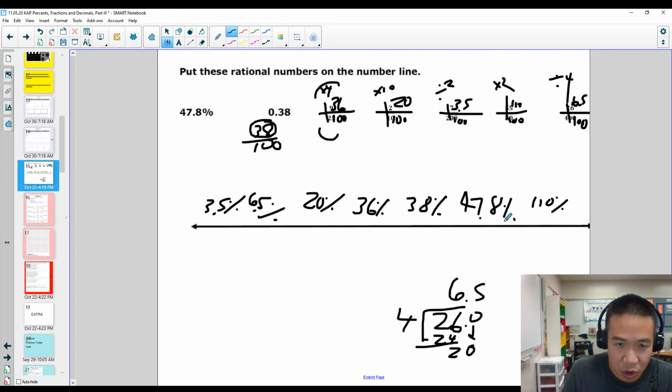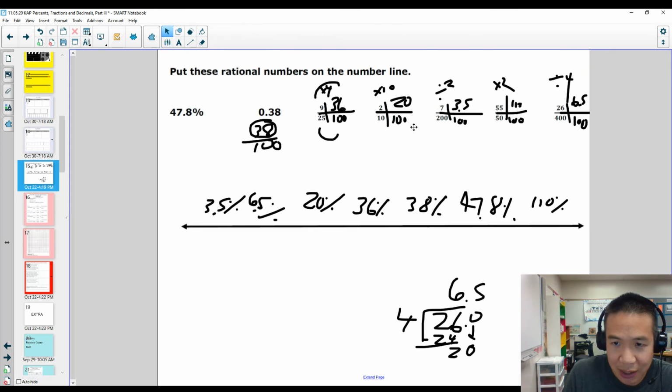So another way you could have done it is you could have turned each one into a decimal. So there are many ways of doing it. I personally think it's easier to turn things into a percent. But if you're going to turn each one into a decimal, you would have to do 9 divided by 25, 2/10, 7 divided by 200, 55 divided by 50, 26 divided by 400. And then you'll get all the decimals and you put it from least to greatest.